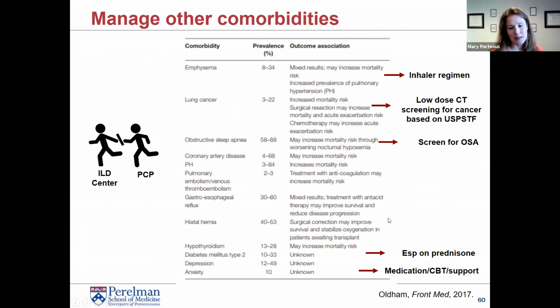Diabetes, we do that to people by giving them a whole bunch of prednisone. So thank you, internists and endocrinologists, for helping us with that. There are too many new drugs that I do not know. And then depression and anxiety. This is huge. Medication, CBT, and support groups are key.